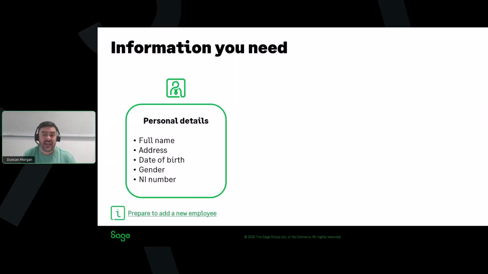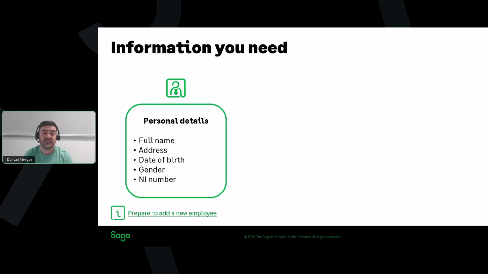So I've grouped these into three categories. First of all, you will need your new employee's personal details. It's really important that you enter accurate information when creating their employee record, as the details that you enter here will be submitted to HMRC and used to match that employee to an employment record on HMRC's systems.